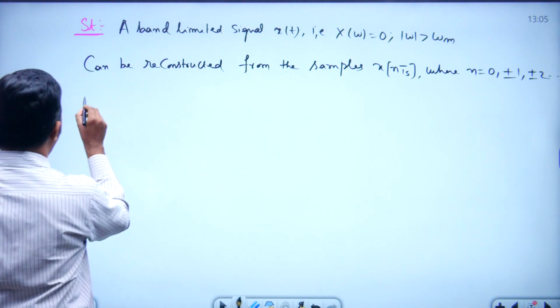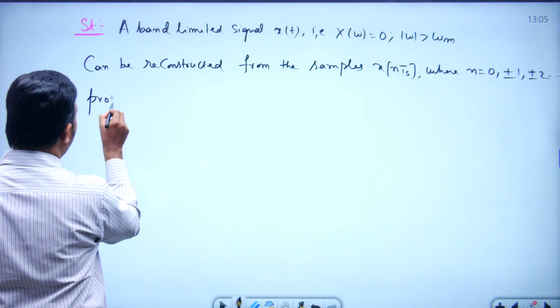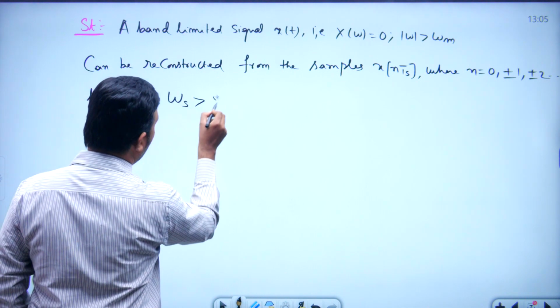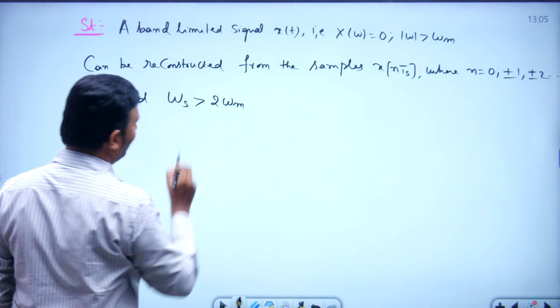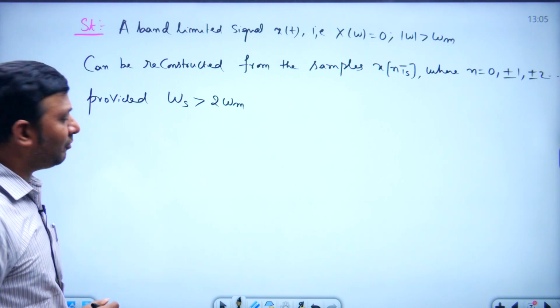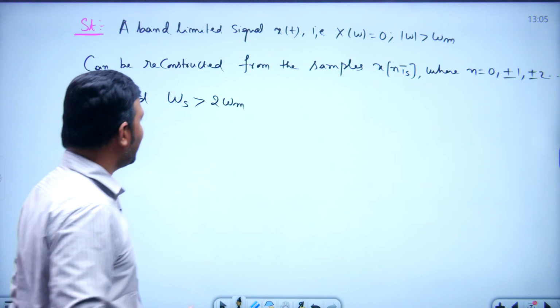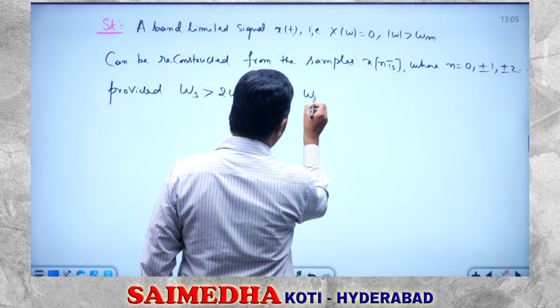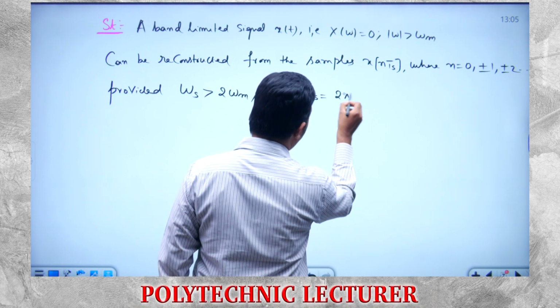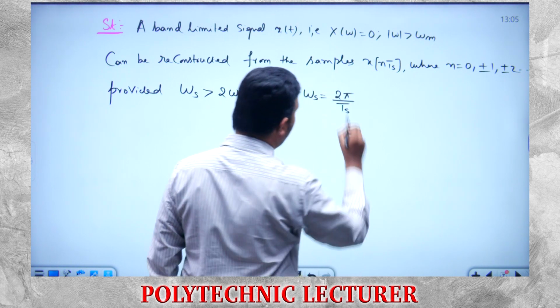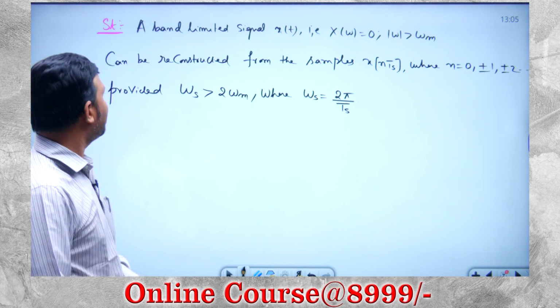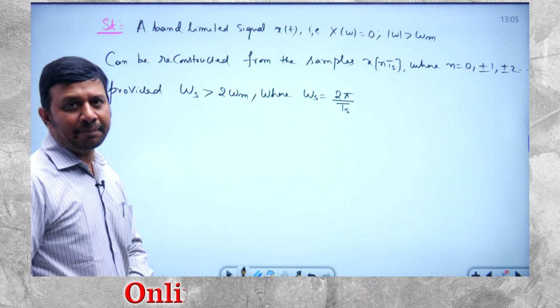provided omega s is greater than 2 omega m. Generally we will go for oversampling only. We will go, provided omega s is greater than 2 omega m, where omega s is equal to 2 pi by Ts. This is the statement of the sampling theorem.